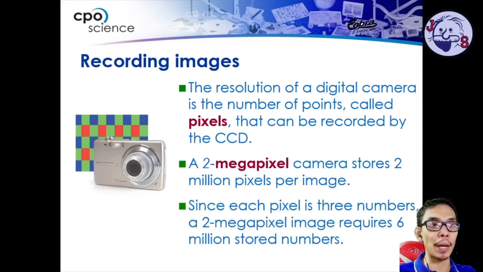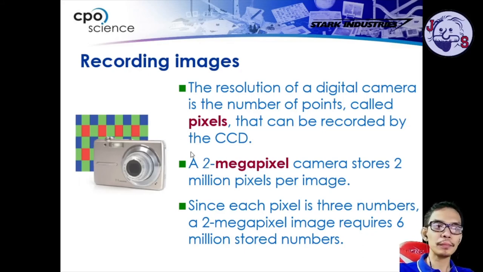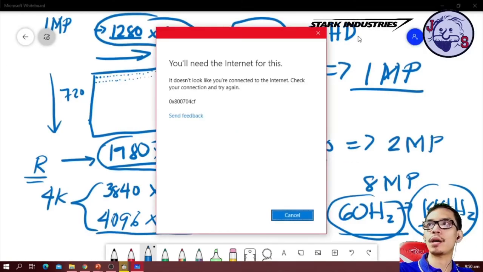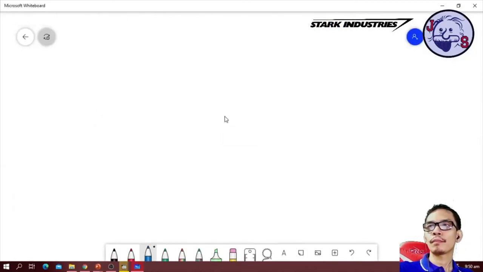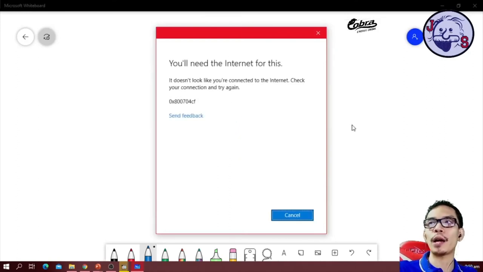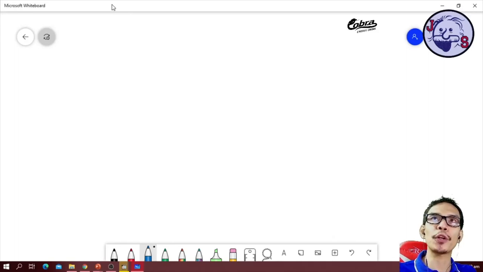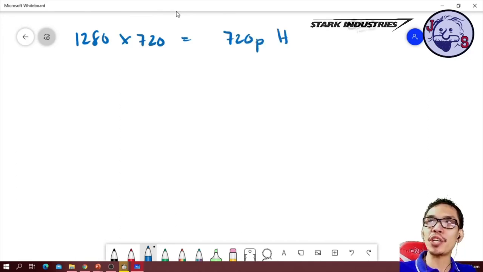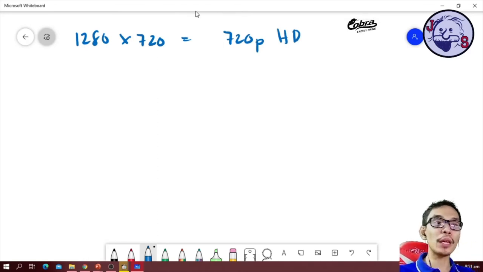So how do we compute these 2 megapixels that we have right there? Let me show you how it is done, by having this computation. Most of the time, you will see the resolution of your computer as 1280 by 720. You can see this as 720p, or HD, high definition. So how do we compute for the 2 megapixels?